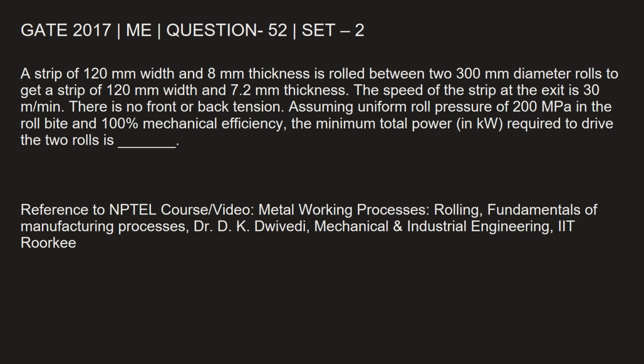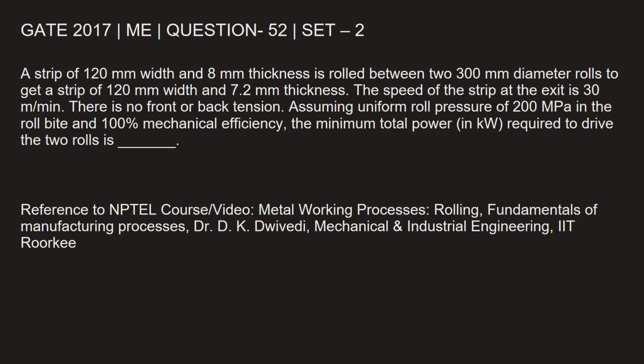This question is from GATE 2017 Mechanical Engineering paper, set 2, question number 52. A strip of 120 mm width and 8 mm thickness is rolled between two 300 mm diameter rolls to get a strip of 120 mm width and 7.2 mm thickness. The speed of the strip at the exit is 30 meter per minute. There is no front or back tension.